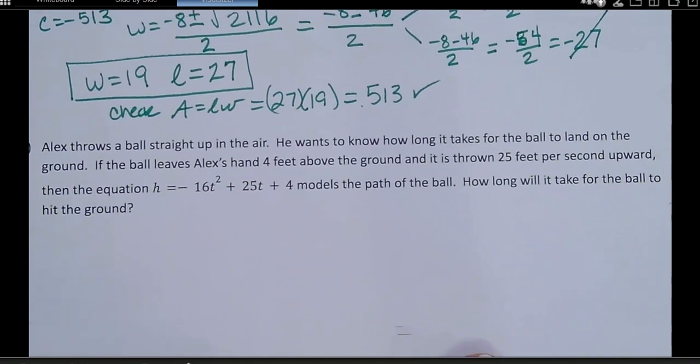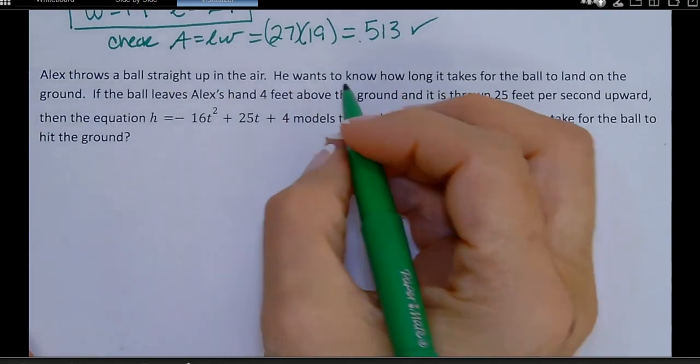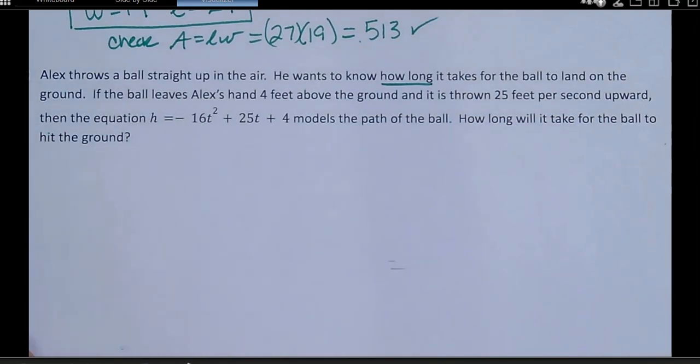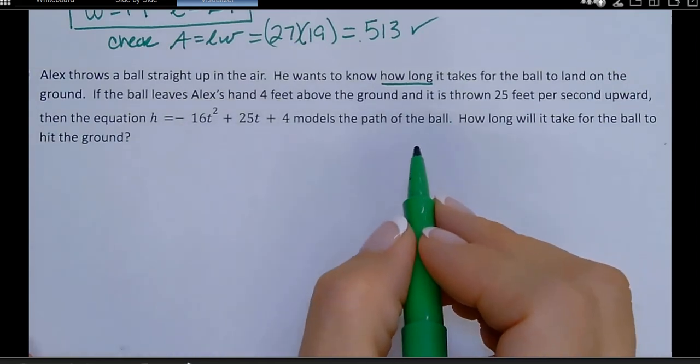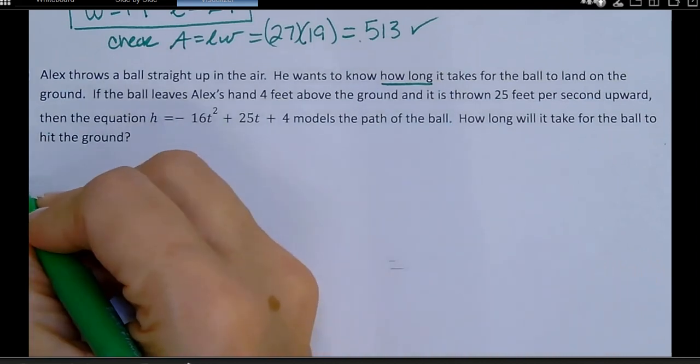All right. My next problem: Alex throws a ball straight in the air. He wants to know how long it's going to take for that ball to land on the ground. So he wants to know how long. I'm looking for time. If the ball leaves Alex's hand 4 feet above the ground and it is thrown at 25 feet per second upward, then this equation, h equals negative 16t squared plus 25t plus 4, models the path of that ball.